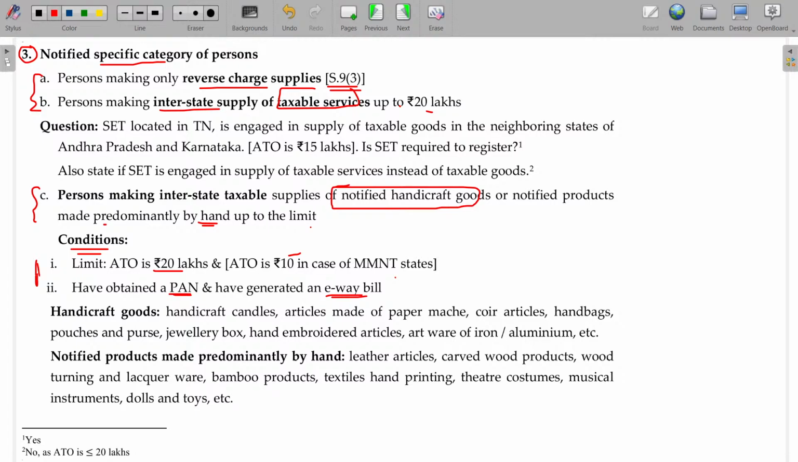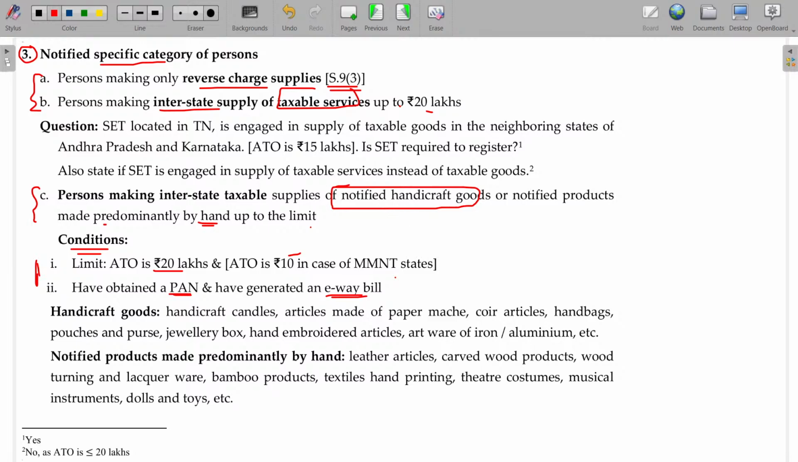If I am supplying on RCM basis, falling under section 9 class 3, advocate services, directorship services and sponsorship services and book authors, intellectual property rights, right? In those cases, of course, they need not register even though their transaction value is more than 20 lakhs. In case of interstate supply of taxable services, then up to 20 lakhs, you need not register. And third one is notified handicraft goods, where your threshold limit being 20 lakhs and 10 lakhs, but you need to have the PAN. Okay.